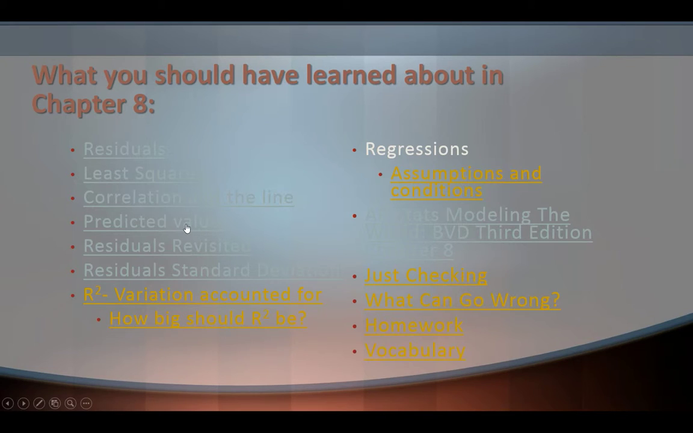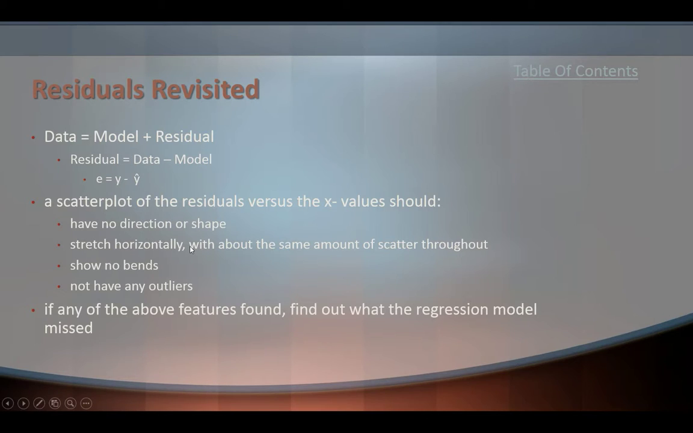So, residuals revisited. Data equals model plus residual, or residual equals data minus model can also be written that way. E equals y minus y hat, same thing. So a scatter plot of the residuals versus the x values should have no direction or shape, stretch horizontally with about the same amount of scatter throughout, show no bends, and not have any outliers.